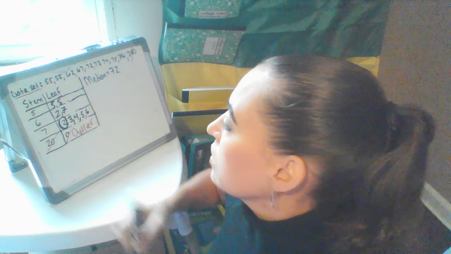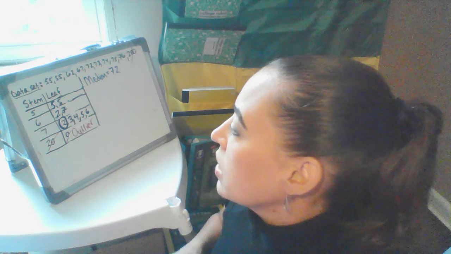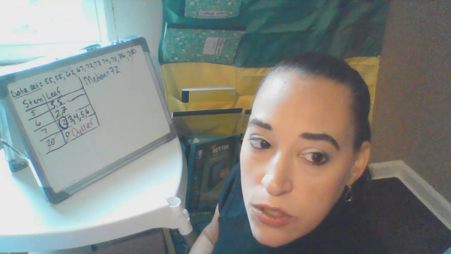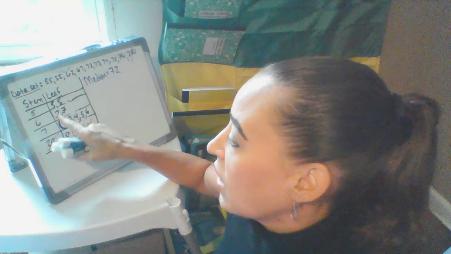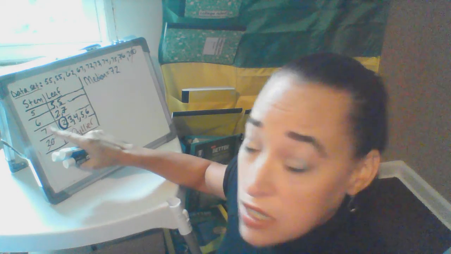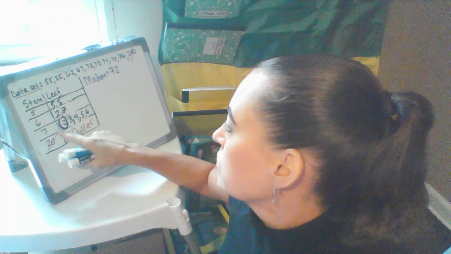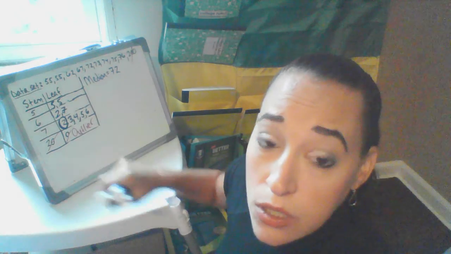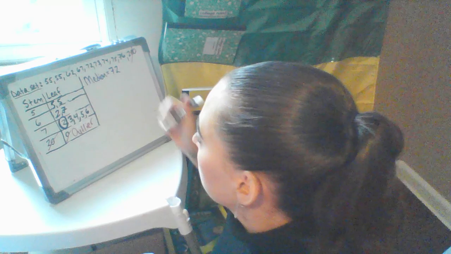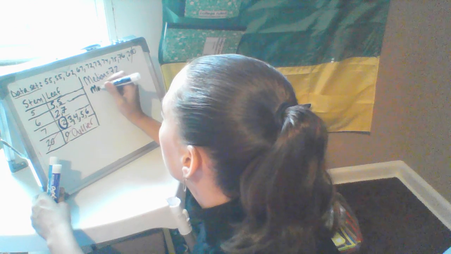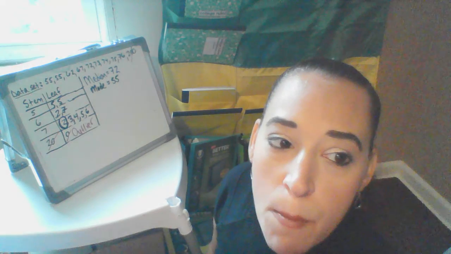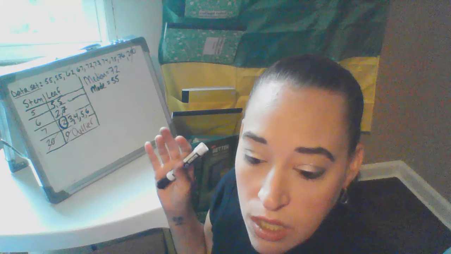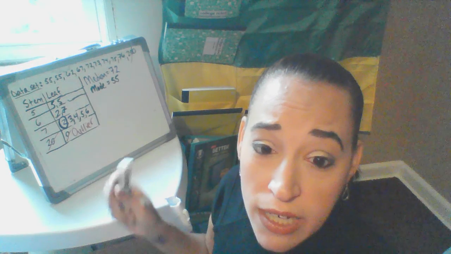So now how do I look at my mode? My mode is whichever number you see most frequently. So I see two 55s. Is any other number repeated? No. So my mode is 55. My range is you take my biggest number and you subtract it.